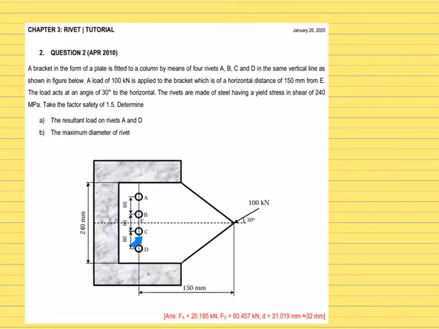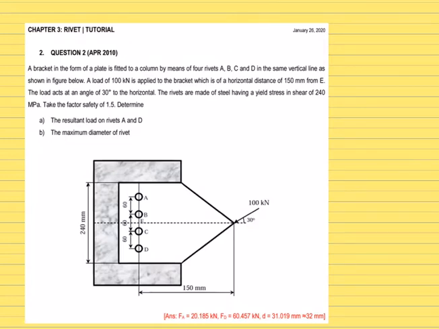So this is the vertical line. As shown in the figure below, a load of 100 kN is applied to the bracket, which is a horizontal distance of 150 mm from point E. The load acts at an angle of 30 to the horizontal.